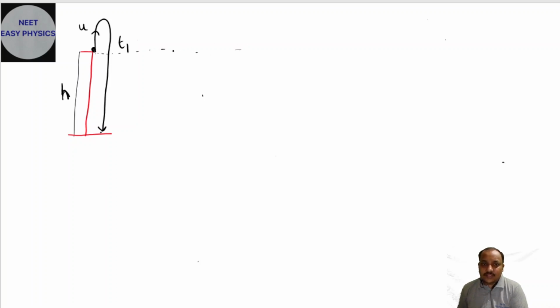Another case, an object is thrown downwards with the same initial velocity. It is taking t2 time. Another case, an object is dropped from the same height. So the time taken to reach the ground, dropped means initial velocity is 0, is t3.